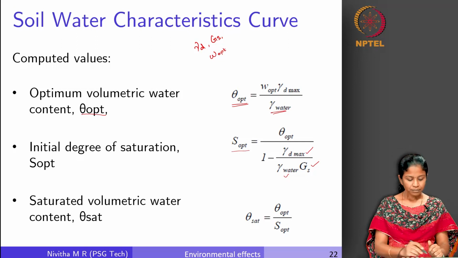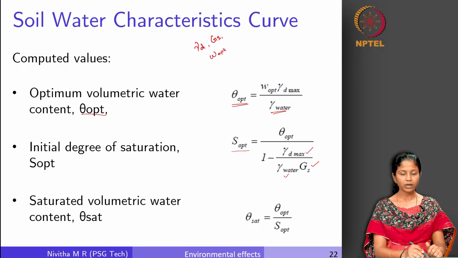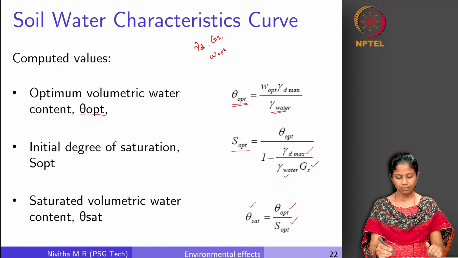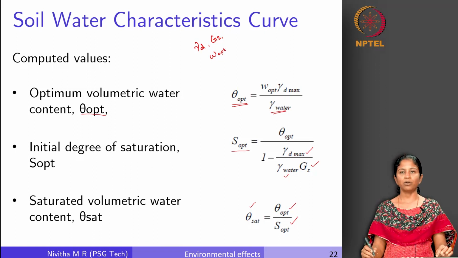the soil. Then we also can calculate the saturated volumetric water content, theta saturated, which also depends on the optimum water content and the initial degree of saturation. So depending upon all these things, we will know to what extent the soil is saturated and we will be able to compute the appropriate influence on the modulus value.